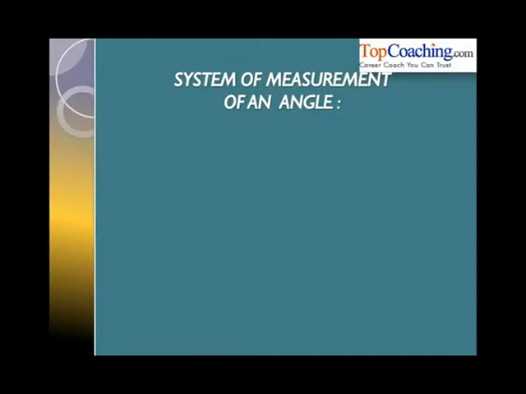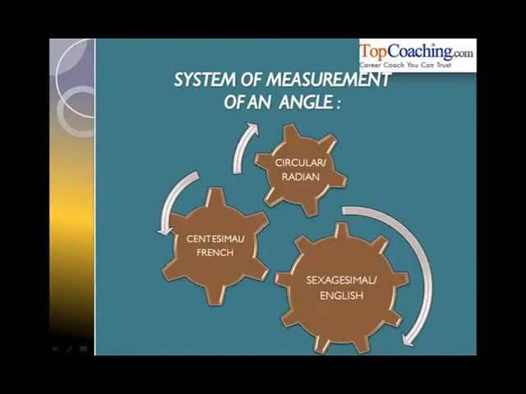Now let's see the different systems of measurement of an angle. So now angle is a quantity which is measured, and now we are going to see the different methods or the different systems of measurement of an angle. Now as such, there are 3 systems of measurement of an angle. The first is the Sexagesimal System, which is known as the English system. The second is the Centesimal System, which is actually the French system. And the third one is the Circular System or the Radian system.